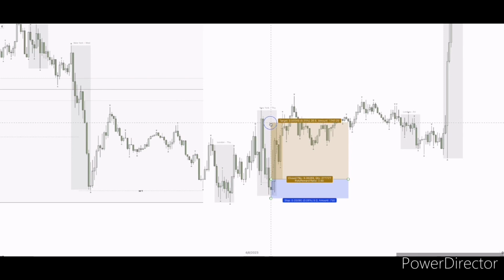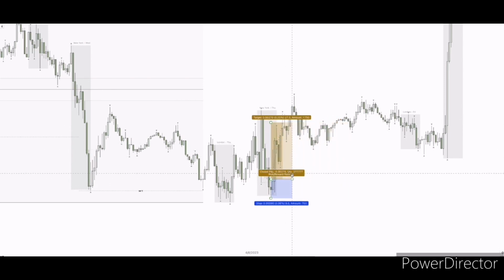And then as you can see, we got a lovely 1 to 3 trade in the New York session on Thursday afternoon. Really, really nice trade there. It didn't take long to hit take profit. And as you can see, Thursday afternoon, it hit take profit by 4:15 in the afternoon. Very, very easy, very, very nice.